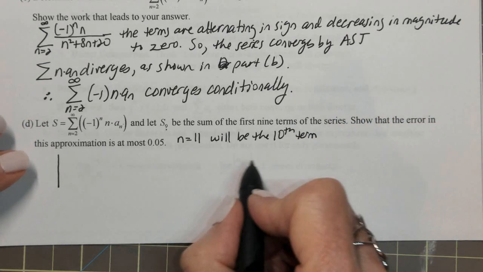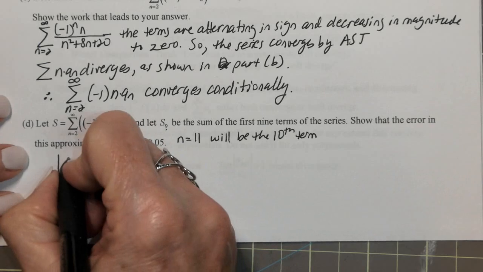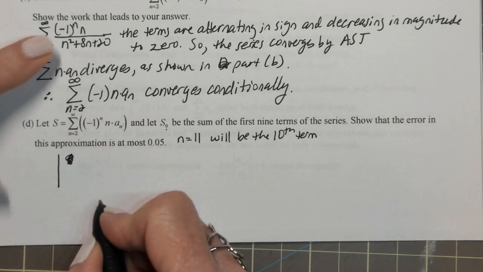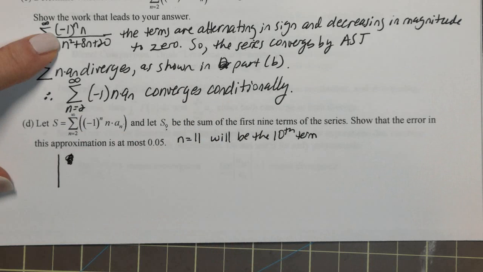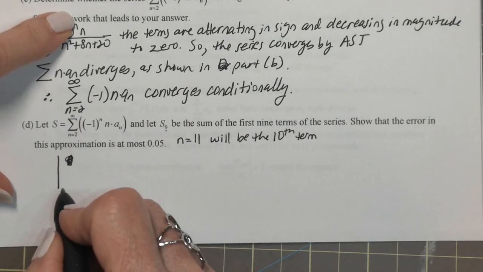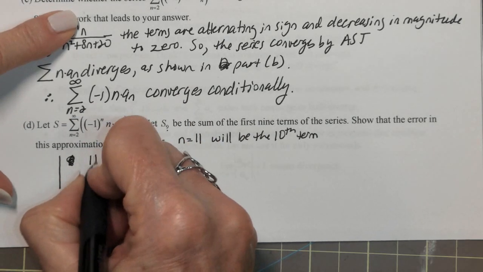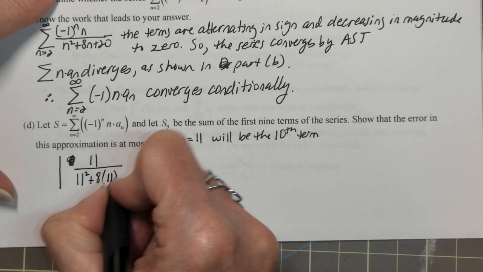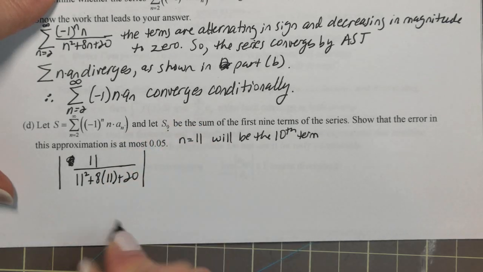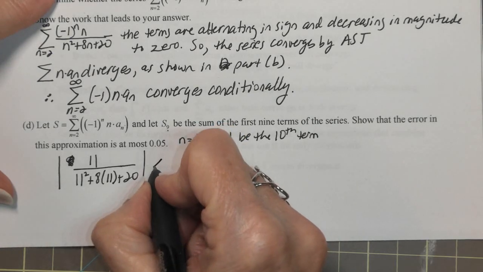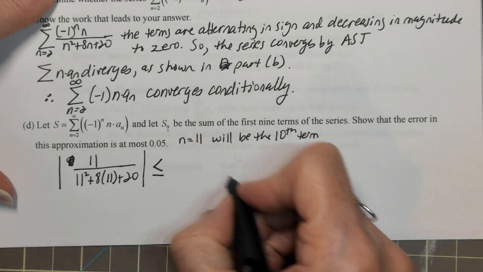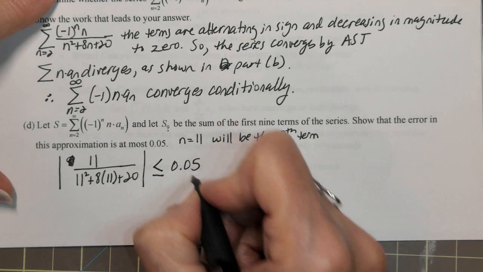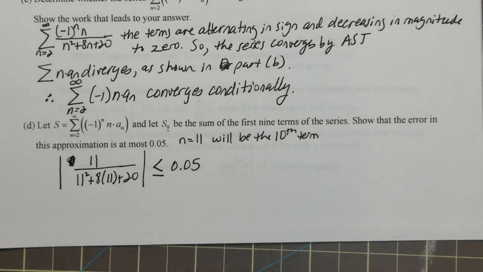So I'm going to put 11 in for n. So we'll have negative, in fact, I don't need to put, I was about to put -1 to the 11. It doesn't matter, because we're taking the absolute value, I can leave out the -1 to the 11 and just go straight to the rest of it. That's the error bound. It's the first unused term. That's the error bound. And that is at most, so less than or equal to 0.05. That's all you need to show on that one.